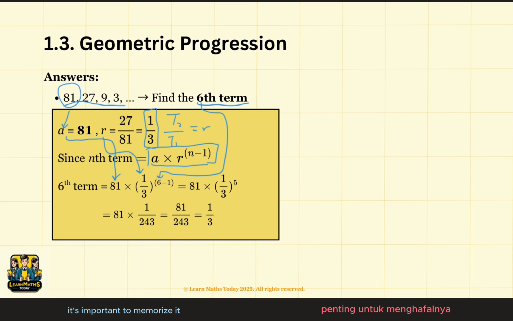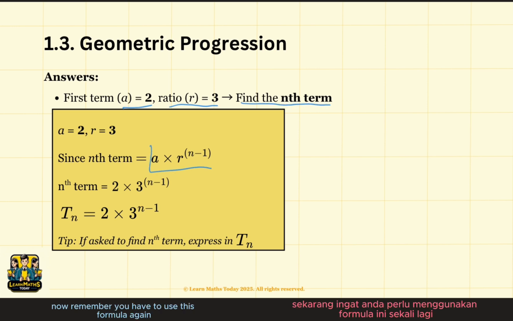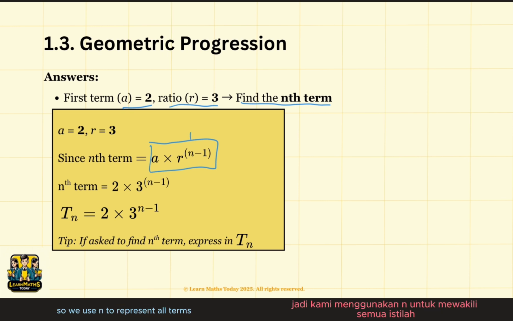It's important to memorize it, so it's better to commit it to memory. Last but not least, we are given the first term and the common ratio, and we are asked to find the nth term. Now remember, you have to use this formula again. This is the generalized form to find the nth term, because they didn't ask us to find any specific term, so we use n to represent all terms.